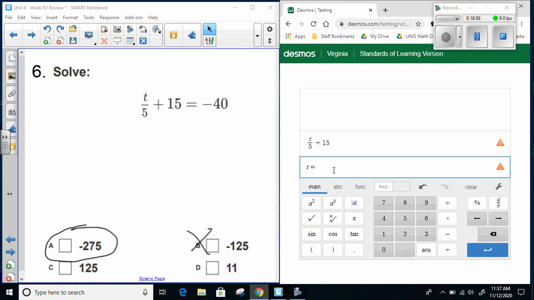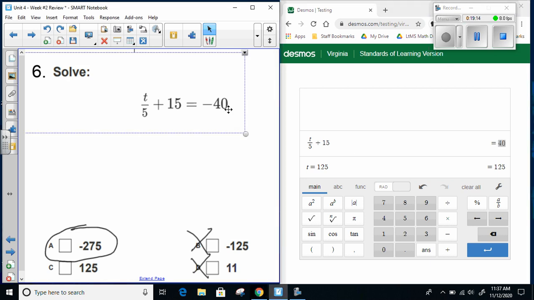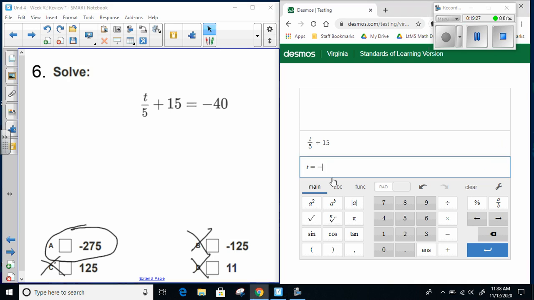Now let's check D, 11. When I plug in 11, I see that the y value is 17.2, and we want it to say negative 40, so 11 is also a bad choice. Now let's plug in 125. When I plug that in, I see the answer is 40, which kind of looks like what I want, but remember, our answer should say negative 40. So even though this is close, we can't pick C because it has to have the exact same answer, including the sign. So last, we can check for negative 275, and sure enough, it says the answer is negative 40, just like we expected.